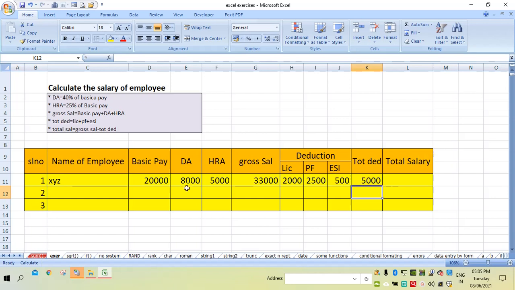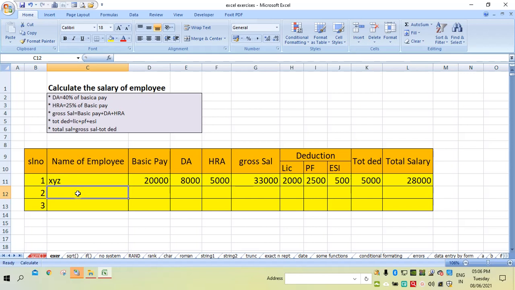Now the total salary is equal to gross salary minus total deduction. So that is equal to gross salary, this is the gross salary, minus total deduction. Total deduction means this one is the total deduction. So this is the total salary of this XYZ.